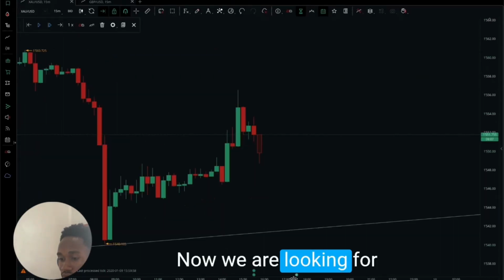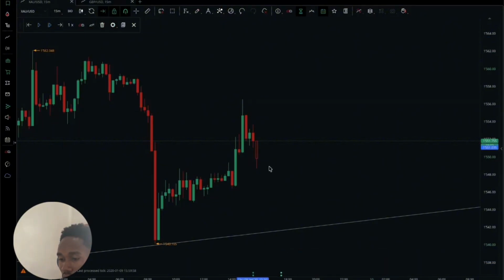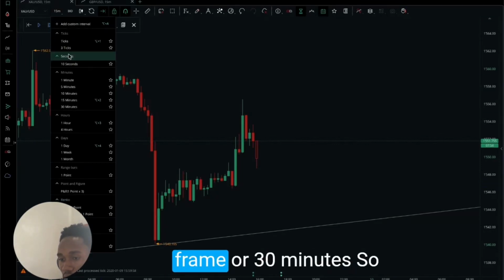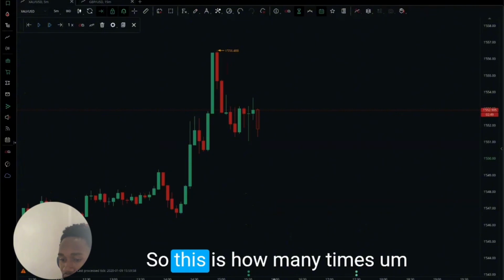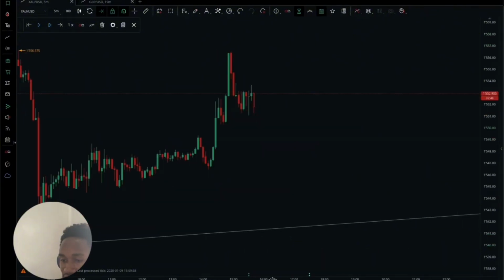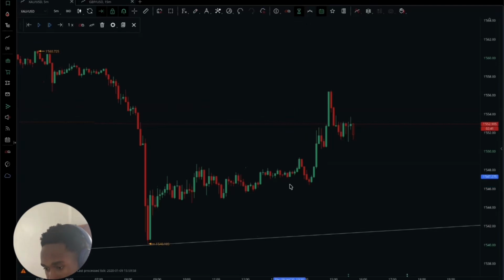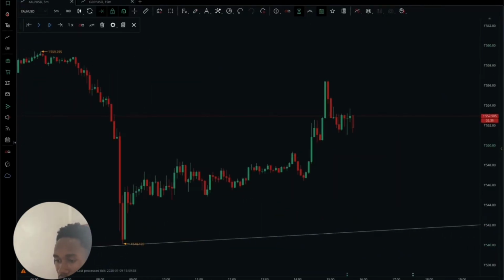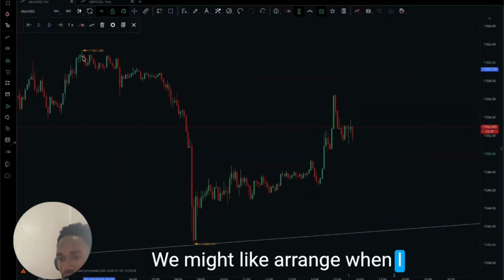Alright. Now I'll look for double tops to help us enter this market. We go for it either in the 5 minute or 15 minute time frame, or 30 minutes. So this is a 5 minute time frame. Nothing has performed yet. It's more like ranging. Nothing has performed yet.